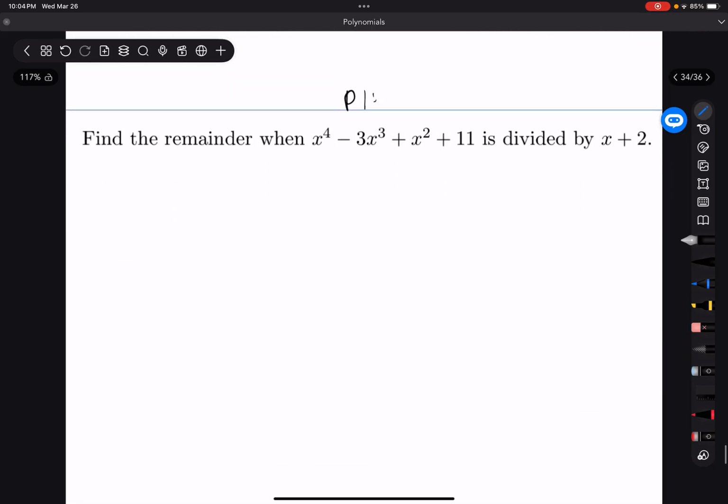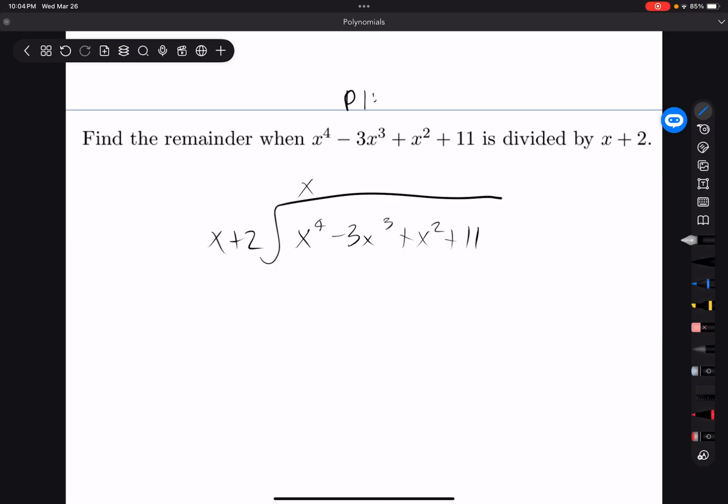Find the remainder when x to the power of 4 minus 3x cubed plus x squared plus 11 is divided by x plus 2. Okay, so this is a mouthful. We could do this using polynomial division, which is basically taking x to the power of 4 minus 3x cubed plus x squared plus 11 and doing your division as if you're doing regular long division, saying x plus 2 times x cubed would be x to the power of 4, and then you'd solve it like this. Now, you can do this, but it would take you an extremely long time, and honestly, who has the time for that? If you're taking an exam, you're not going to be doing that much synthetic division.